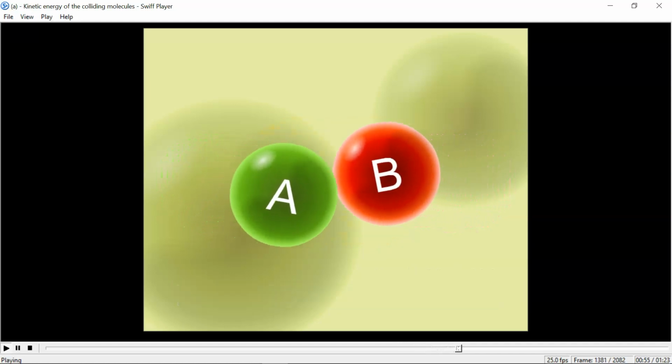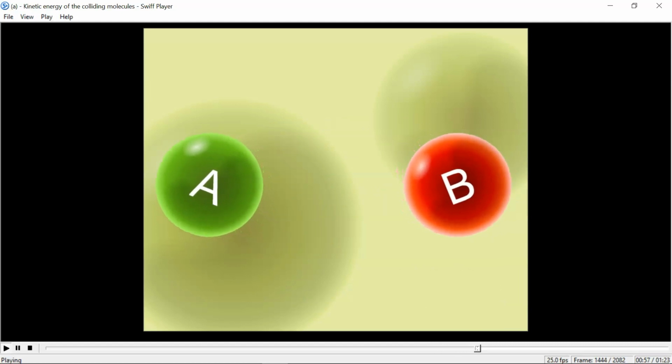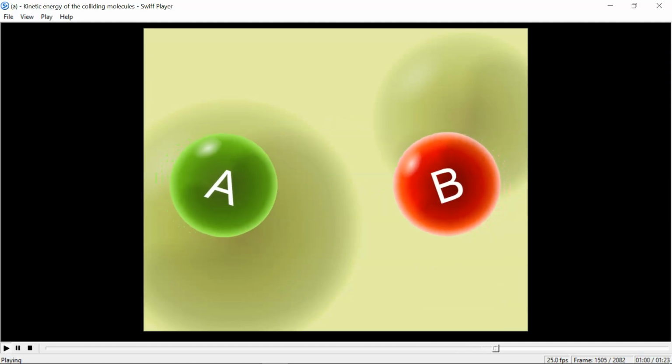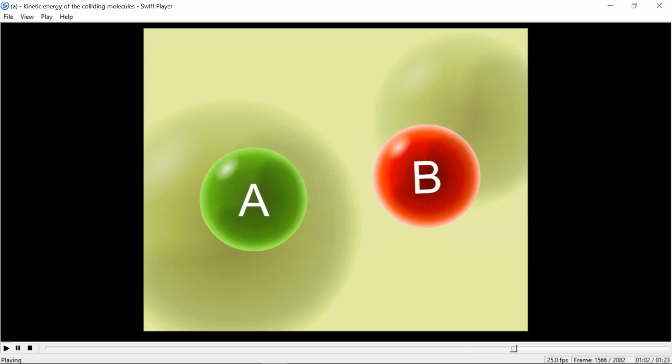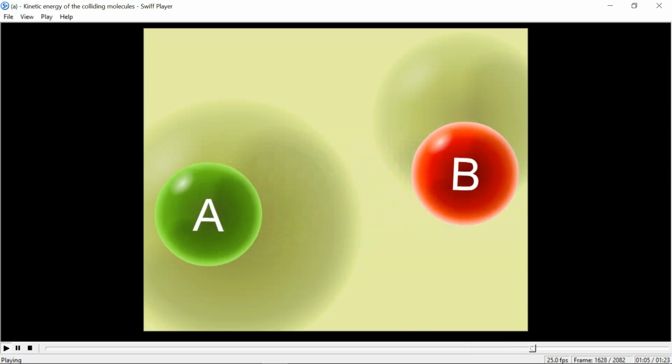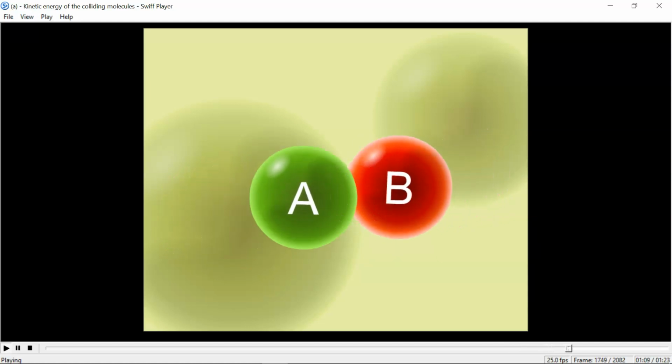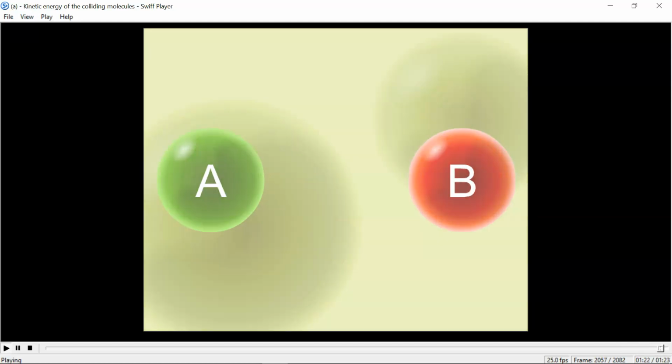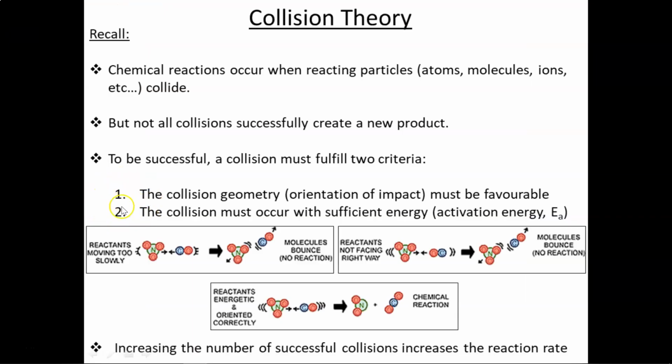Slow-moving molecules possess insufficient kinetic energy to overcome the repulsion between electron clouds. The collisions of such molecules are ineffective. Only when the combined kinetic energy of colliding molecules overcomes the intermolecular repulsion can the collision be effective and a chemical reaction take place. This minimum energy required for the reaction to occur is called the activation energy. So by improving these two criteria, we can increase the number of successful collisions, thereby increasing the reaction rate.